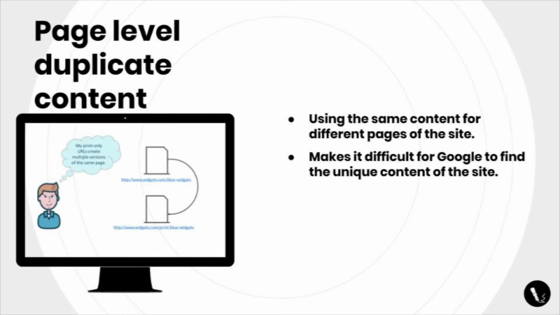Page level duplicate content. Duplicate content is using the same content of a page in different pages of the site. This will not be penalized, but makes it difficult for Google to crawl through your pages and to find out the unique content of your site.